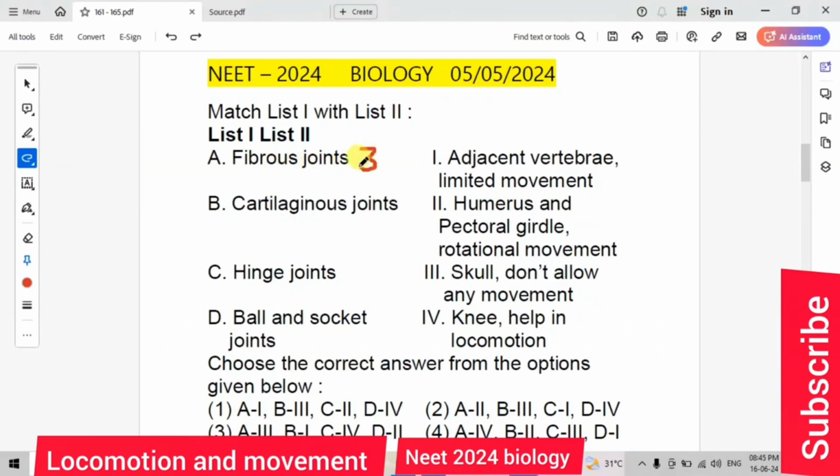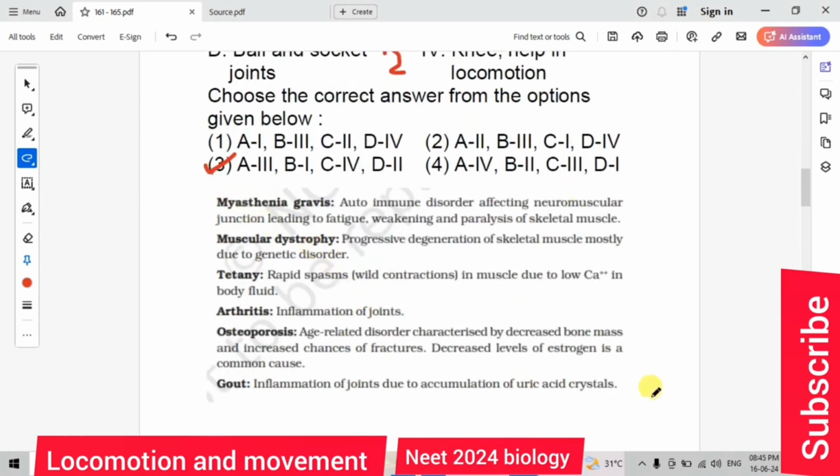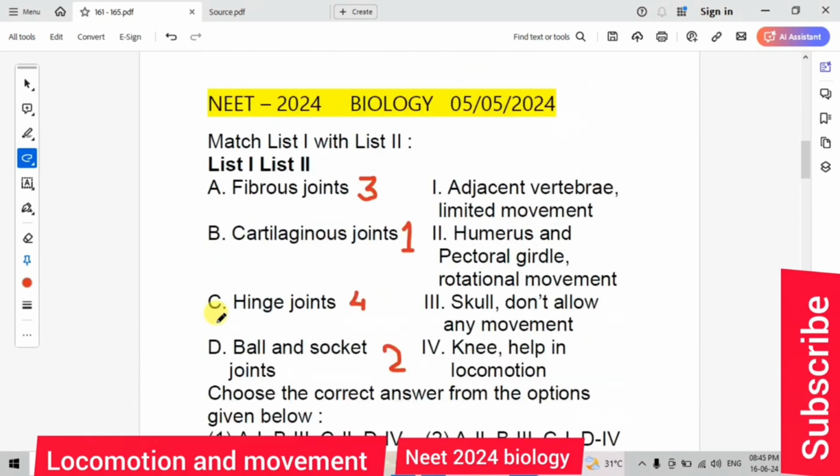Match the following. Fibrous joints, it is 3, present in skull, do not allow any movement. Next, B is cartilaginous joint, 1, between adjacent vertebrae, limited movement. Next, hinge joint, it is 4, helps in locomotion, like knees. Next, D, ball and socket joint, between the humerus and pectoral girdle, helps in rotational movement. It is option 3, 3142 is the answer. And this is from the chapter known as locomotion and movement.